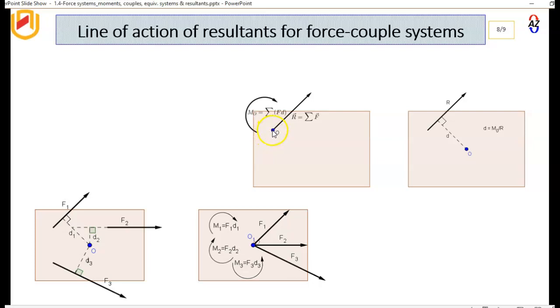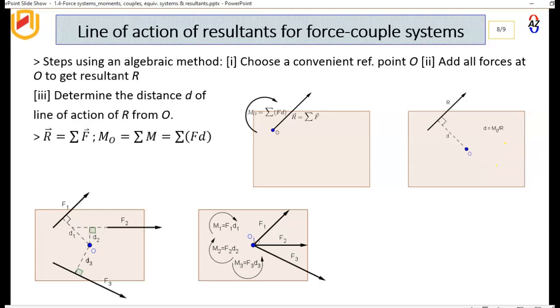From here, what we want to do is create a single force by eliminating this moment here. So we do the opposite of what we just saw in our previous example. We have a single force that's placed some distance d from O. Let's see how to do that.